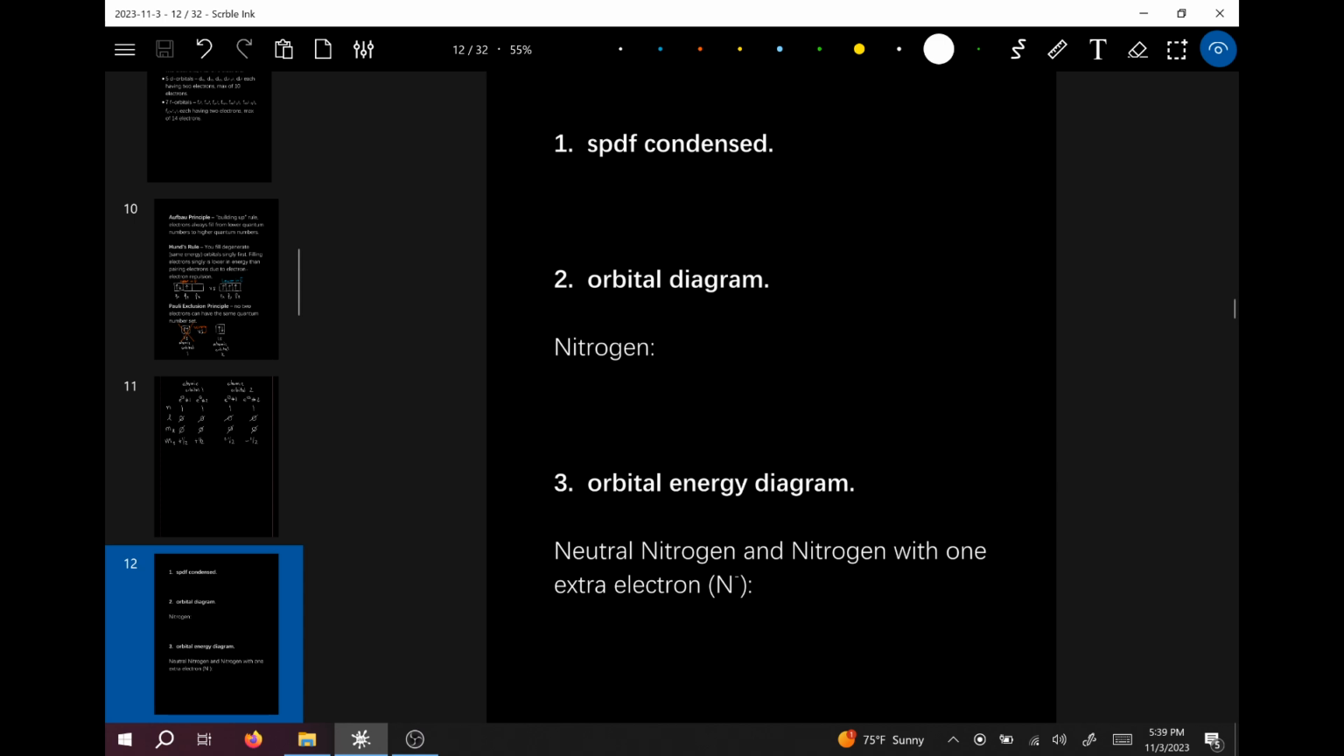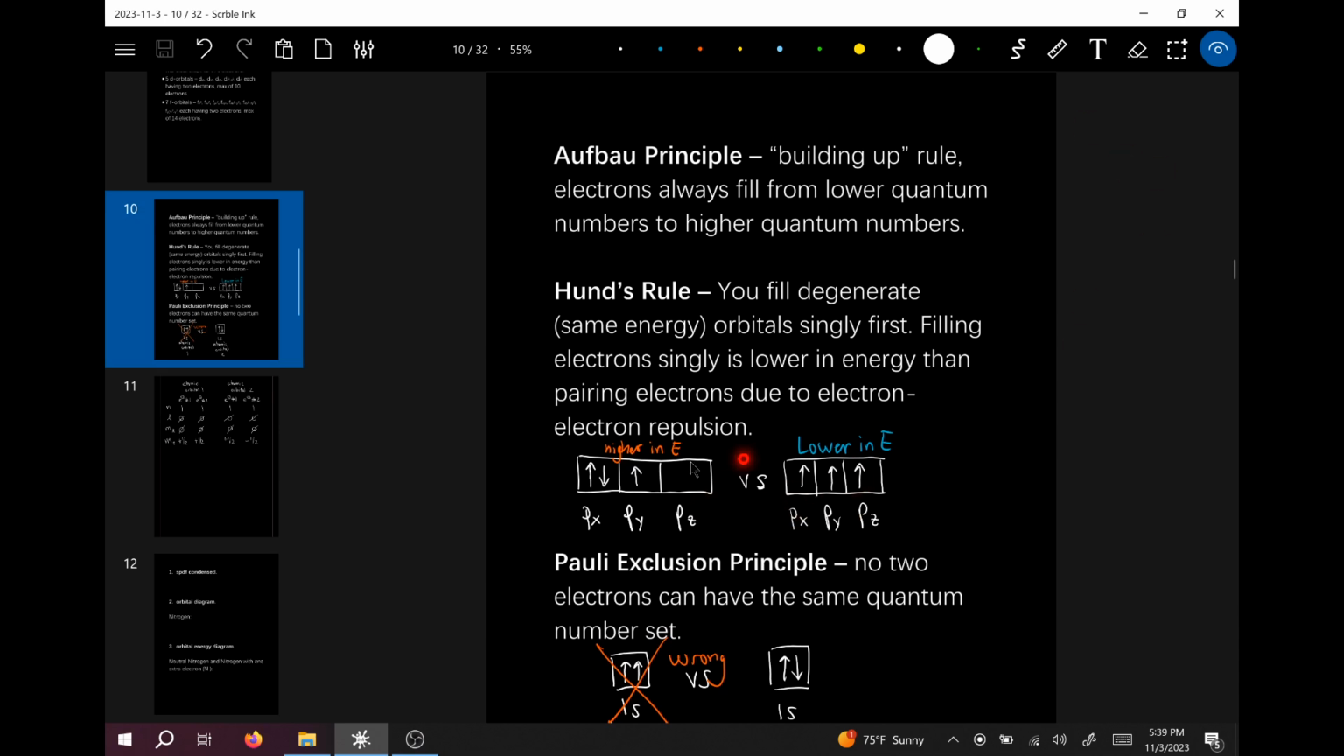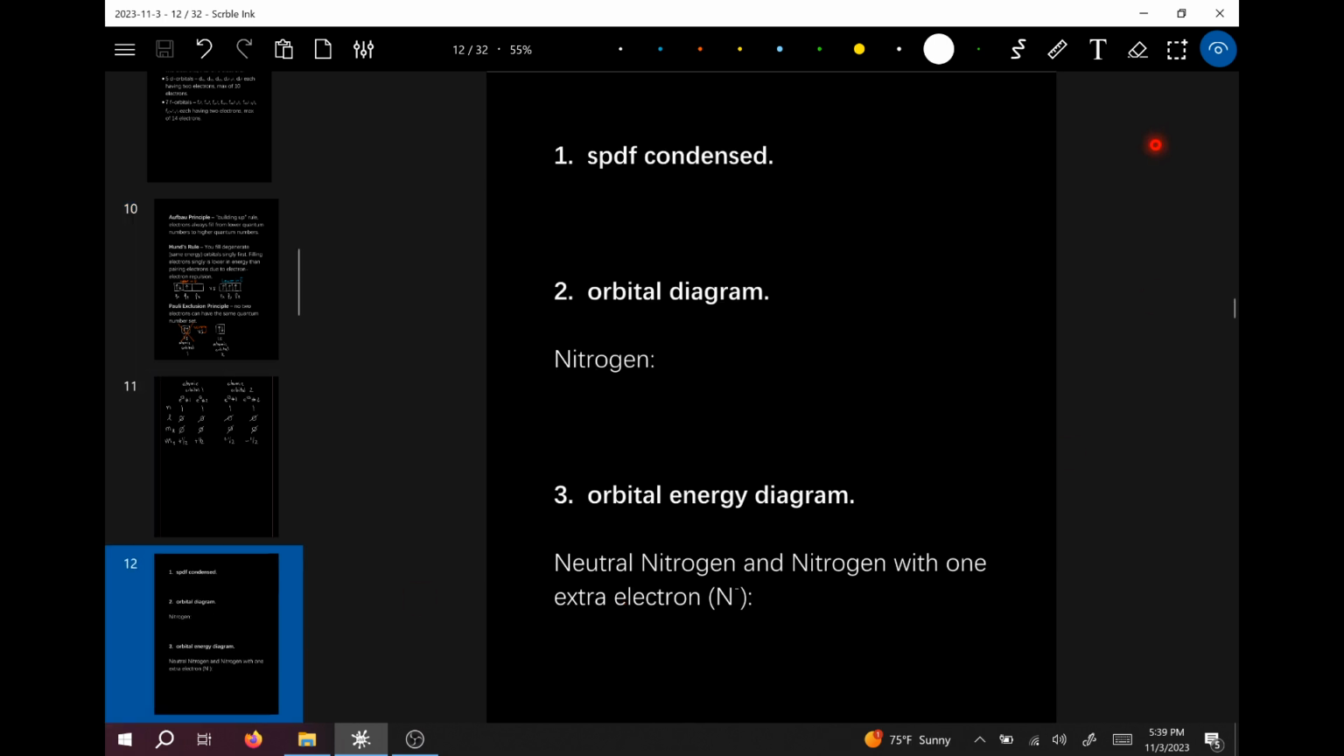We are going to have a shortcut method, which I'm going to show you in the SPDF version. Then we can also write down our electron configurations with orbital diagrams. Now, the orbital diagram is going to look very, very similar to this box method, where I'm representing my electrons as these up arrows or down arrows. And then finally, a little bit of a subset here would be what we call the orbital energy diagram. The orbital energy diagram is simply going to be an orbital diagram that just has an energy axis.